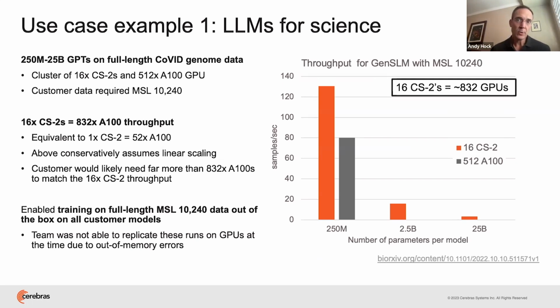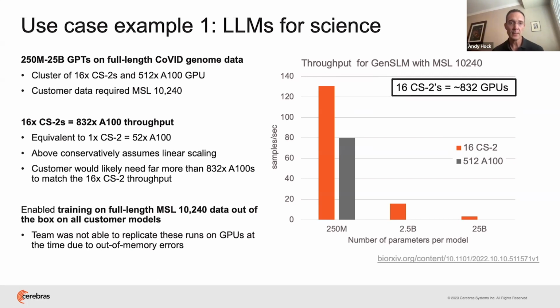But we were also able to readily train models on this system at even larger size with long sequence length data. So you can see there in the chart, we also have throughput measurements on 2.5 and 25 billion parameter models. The team wasn't able to replicate those runs with the same sequence length data on GPUs at the time because they ran into some memory issues associated with attention computation.